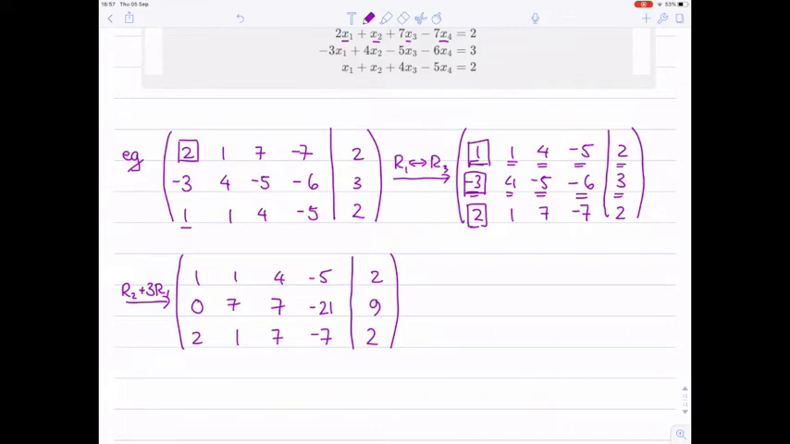Keep going. We now want to deal with this 2, so I'm just going to subtract 2 times row 1 from row 3. So we've got row 3 minus 2 times row 1.